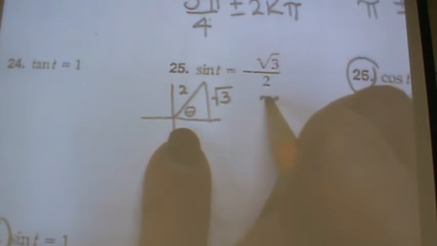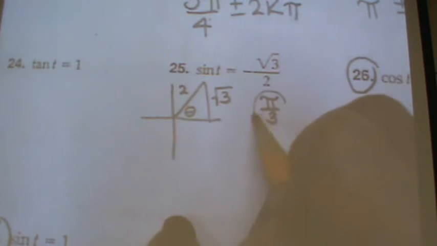Okay, the next one. Let's ignore this negative for a second. You're going to draw a triangle in quadrant 1. We need what's called a reference angle that you're going to use. This is root 3 and this is root 2. What angle am I? 60 degrees, pi over 3.